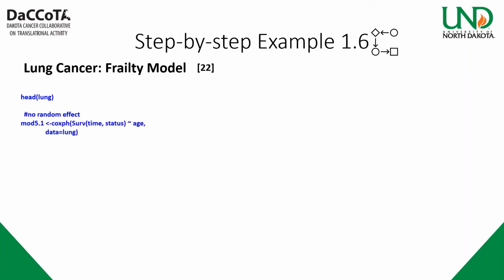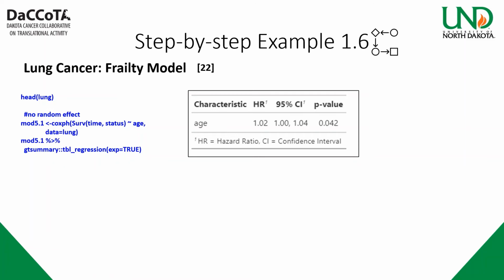So let's look at if we have no random effects, so no frailty term involved: a Cox proportional hazards regression with time and status, and we're just going to look at age. A summary here: it looks like age is weakly significant, that as age goes up, the hazard goes up just a tiny bit.